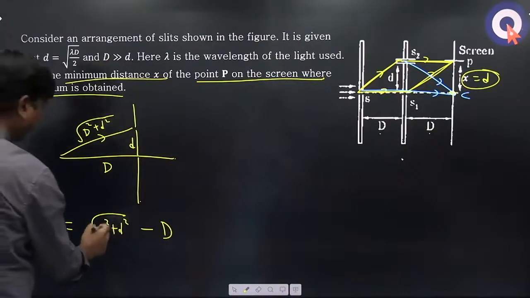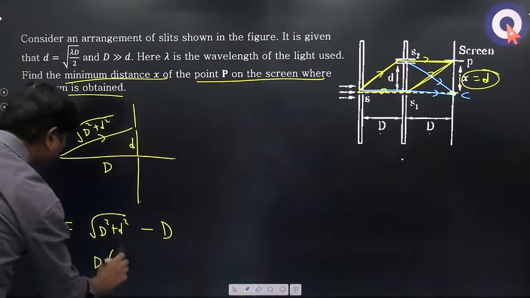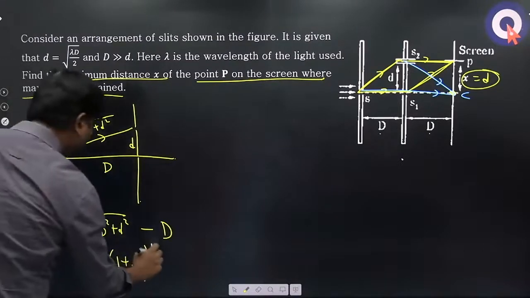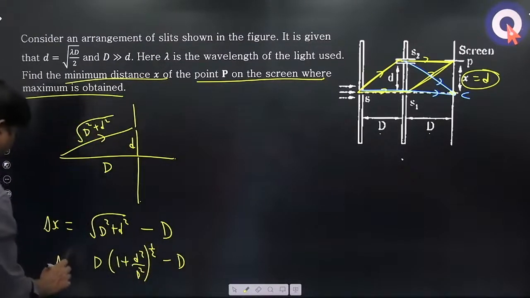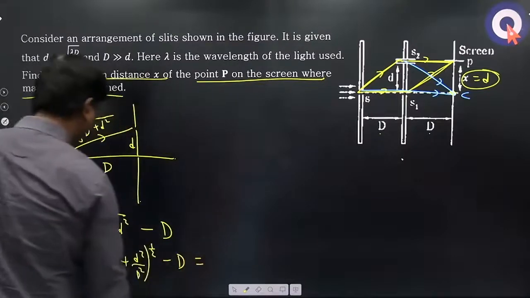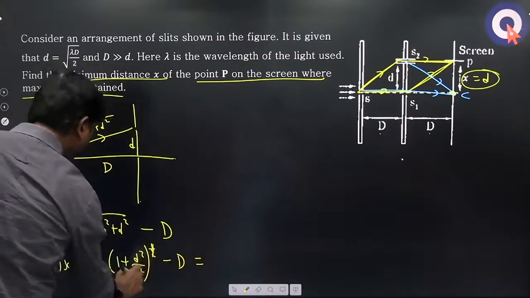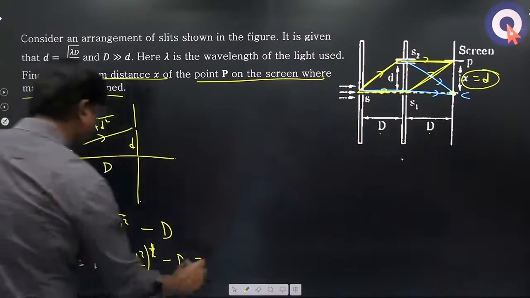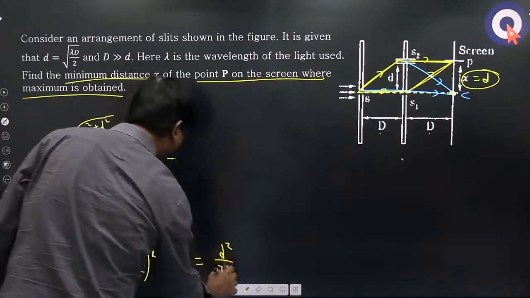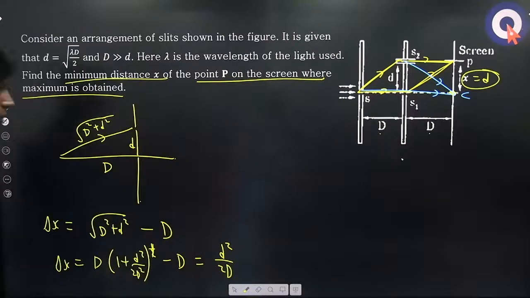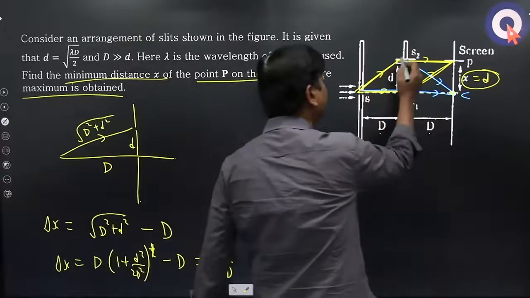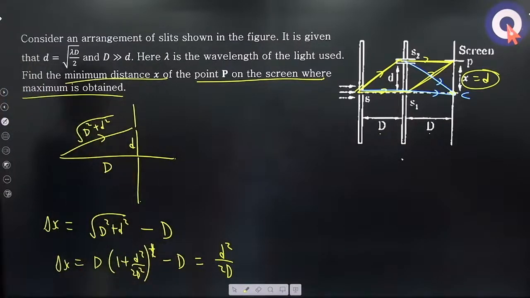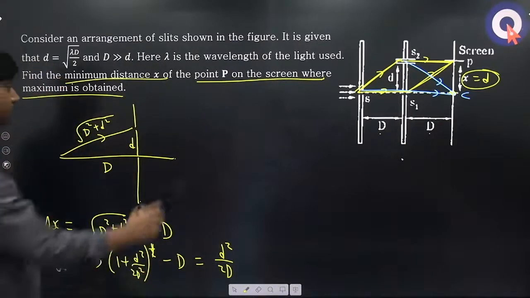Okay. So take capital D common, and it becomes 1 plus d square by capital D square, whole power half. Same first derivation what we have done. So this half will come here, binomial, the 1s cancel. So d square by 2 capital D. Yes or no? Same thing. Okay. So the path difference between this one and this one is nothing but d square by 2 capital D, where d is this one, right?